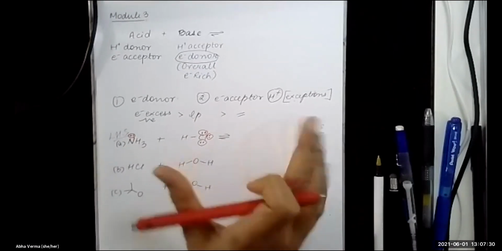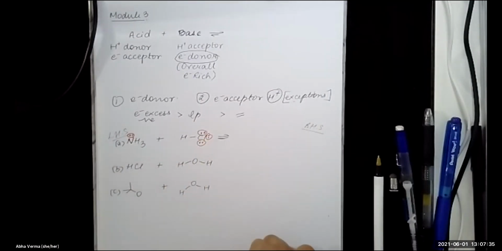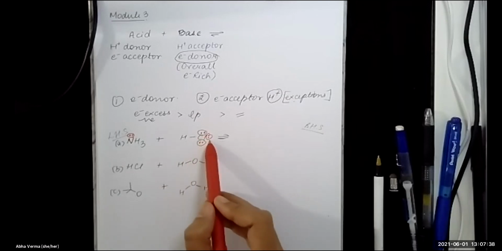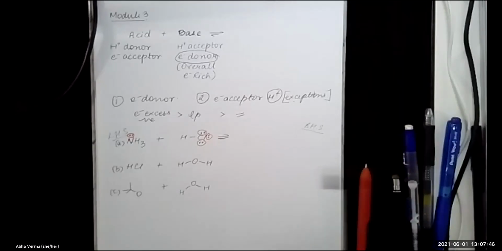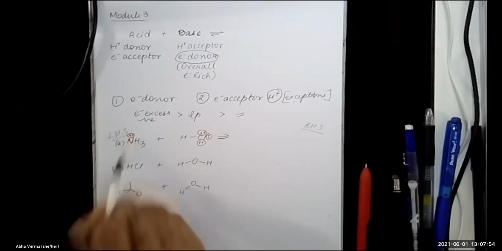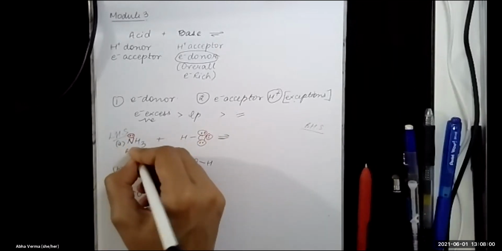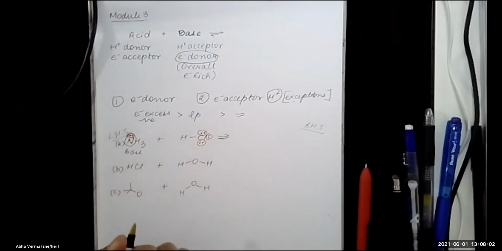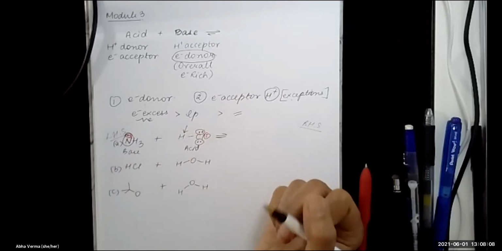The question is, and if you remember yesterday's lecture, can these lone pairs delocalize or can they be given away? No, we cannot give away these lone pairs. And so the only lone pairs available for donation are from this nitrogen. So among these two, this is the base, this is the basic atom. This is the acid and this is the acidic atom.